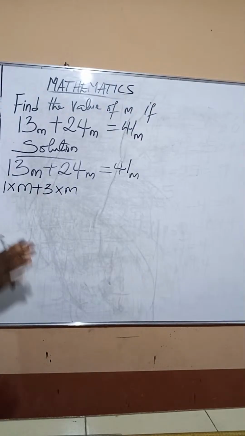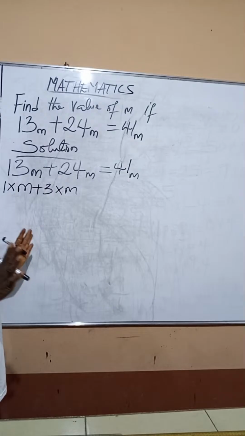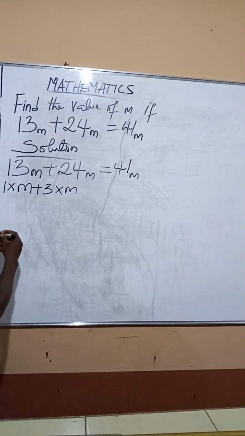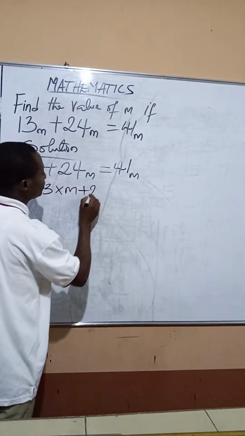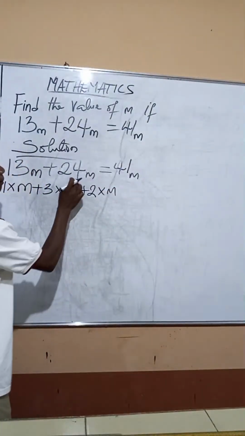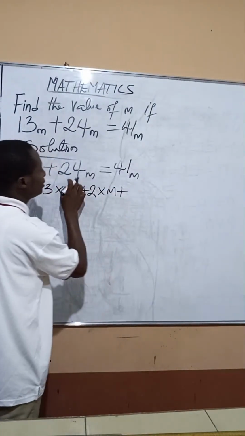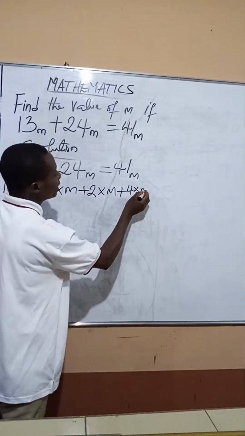Don't bother about the powers. Just expand like this and leave it first. But don't forget to come back. You must come back and complete it. This is 2, right? That is 2 times the base, which is m. Then plus, this is 4. That is 4 times m.